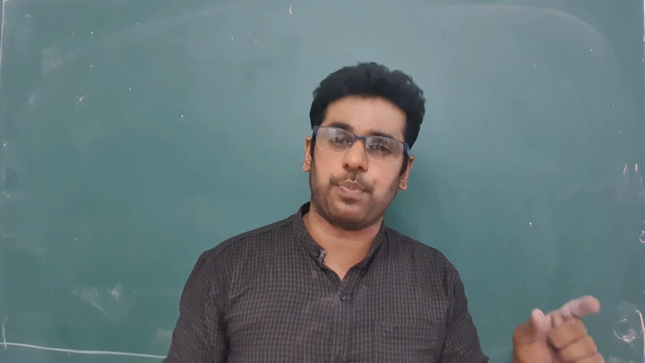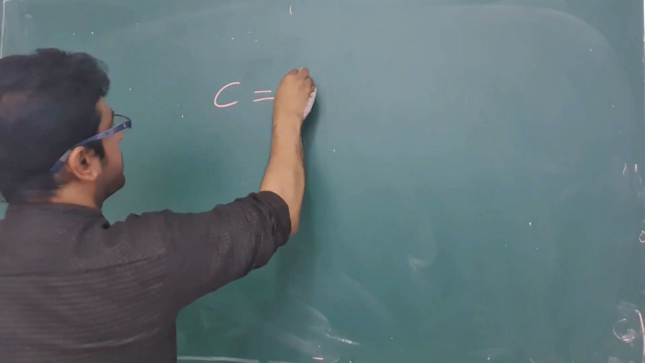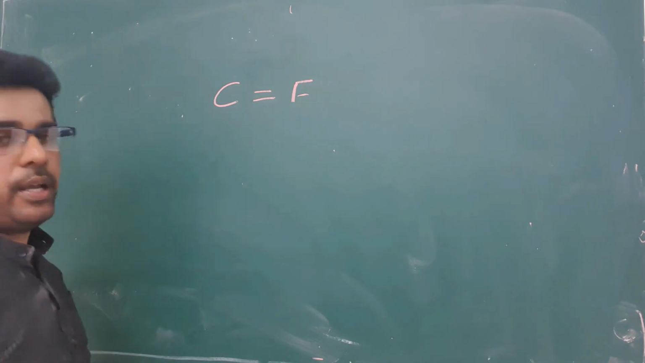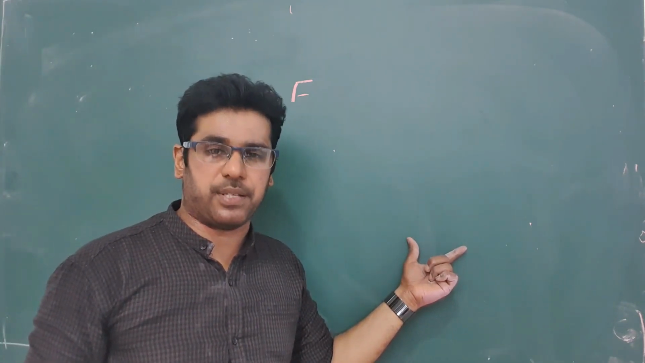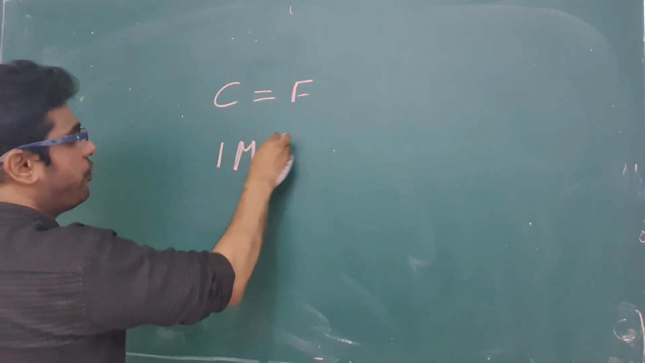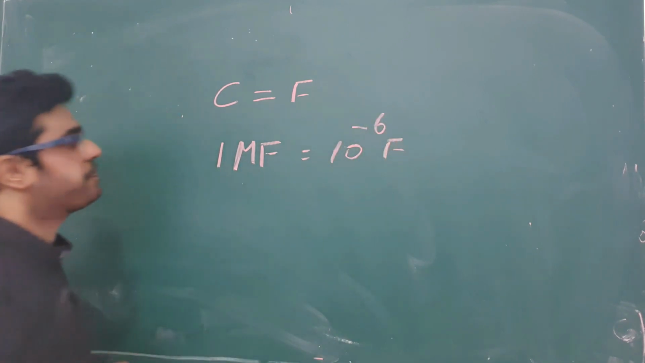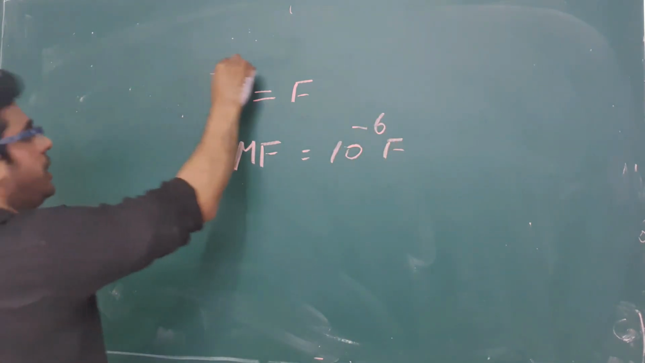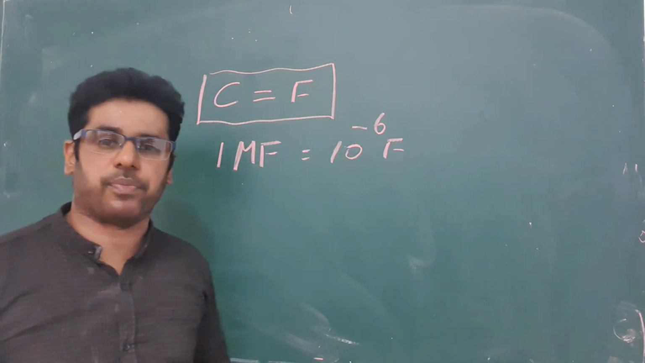Capacitance is measured in farads. Capacitance is given by C, and C is measured in farads. In small electric circuits, we use microfarad capacitors. Everyone knows 1 microfarad equals 10 to the power minus 6 farads. Here, capacitance is measured in farads.